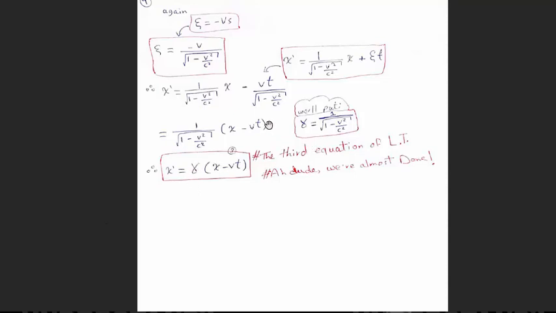When v over c equals 0, v squared over c squared is 0, so the gamma factor equals 1. We just get rid of this gamma, and we get back the Galilean transformation. So here is a point: the Galilean transformation is only valid when you are moving at a very small speed.